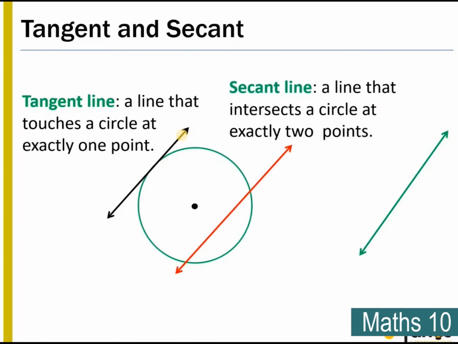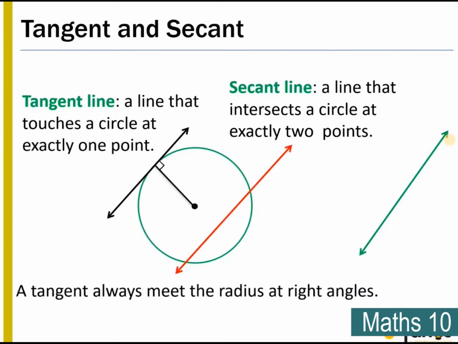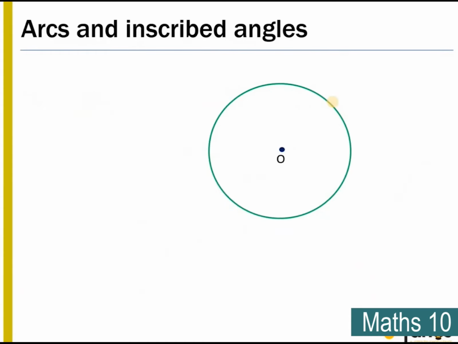A secant line is a line that intersects a circle at exactly 2 points, like this red line here, which intersects here and here. This green line does not intersect or touch the circle at all. It stays outside the circle. A tangent always meets the radius at right angles. So if this is a tangent and this is a radius, then this angle is always 90 degrees.